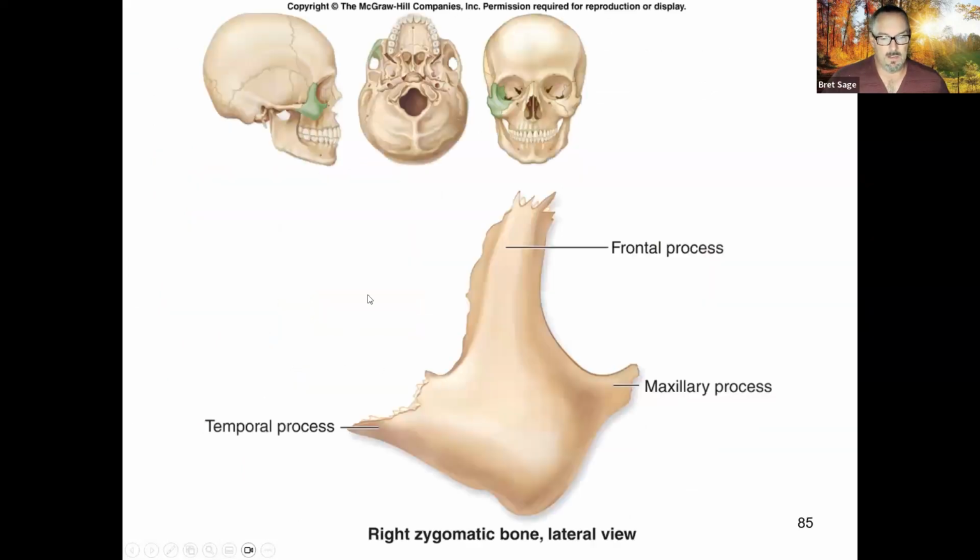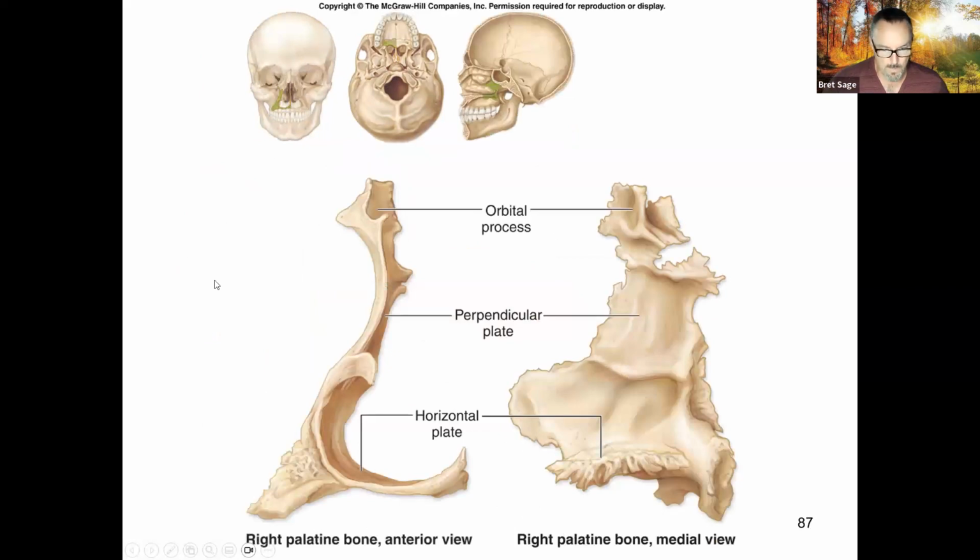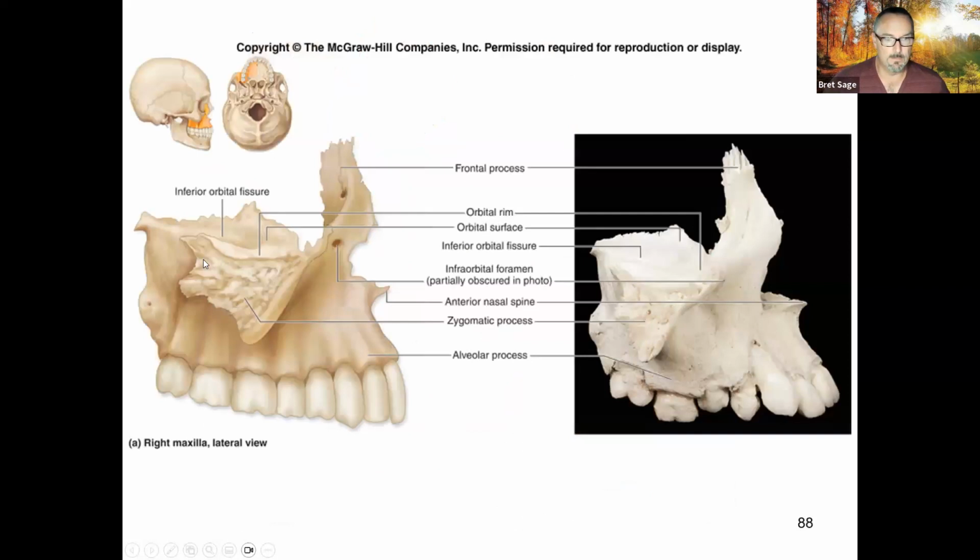More about the ethmoid. This is the zygomatic, which is right there in the corner of your cheek. You can see it in green here. This is the vomer, or the perpendicular plate of the vomer, or vertical plate. This is what separates left and right nasal cavities. Palatine, which forms the posterior 1/3 of your hard palate.